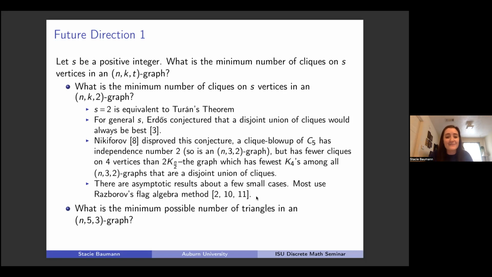Okay, so there are some asymptotic results about some of these very small cases. I think they did cliques on 3 through 7 vertices, and they have asymptotic results using flag algebras. So maybe looking at this in the future, coming back to it, since it was a few years ago, you could do some results about this. Also, maybe try looking at different values of t. Maybe for some reason we can get results that we can't get when t equals 2. So that's one future direction.